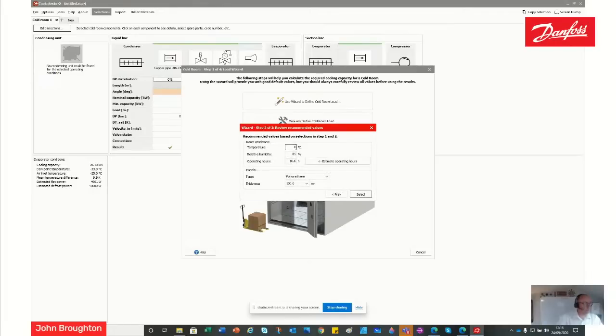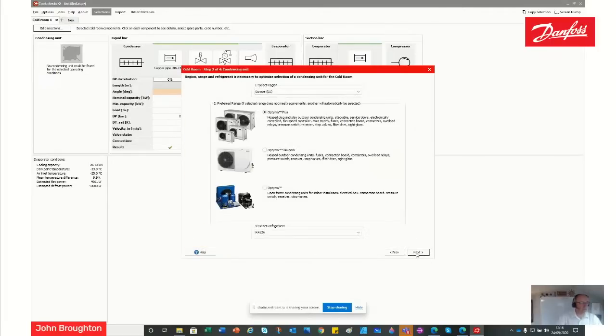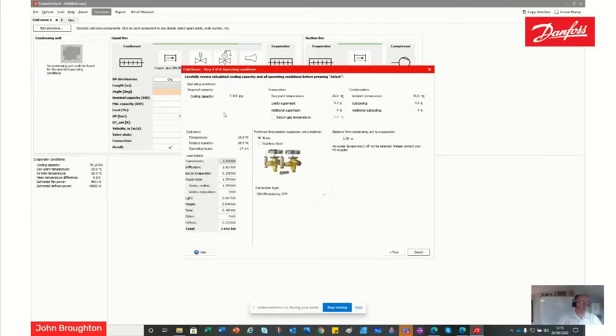Okay, so we selected fresh. So we want our room conditions to be, let's say, minus 25. Now, we have a bit of an issue there, so let's just go back one. I'm just going to go to poultry products, and it's poultry products frozen now. So we're bringing in the product at, I said, minus 15. And then go next, room conditions, minus 18, polyethylene panels. Select exactly the same pieces of information. We click next again, and we get our cooling capacity of 7.4 kilowatts, much more in line with the range of Danfoss condenser units. Click select.